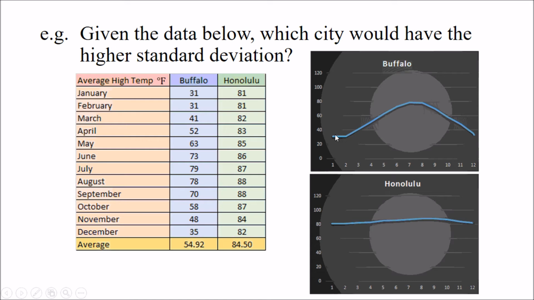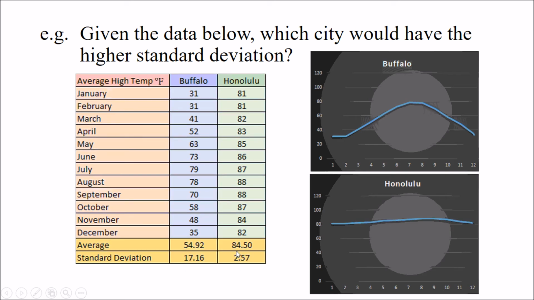Looking at the graph of Buffalo, you can see it starts very low, climbs up a lot, and then drops a lot. Honolulu, very consistent because of its proximity to the equator. So Buffalo has a greater spread, so Buffalo should have a higher standard deviation. Honolulu, the numbers aren't spread much at all, so it should have a very low standard deviation. As a matter of fact, here are the standard deviations when computed. Buffalo's is about 17.2. Honolulu's is only about 2.6. Buffalo has a much higher standard deviation, a much greater range or spread in its data points.